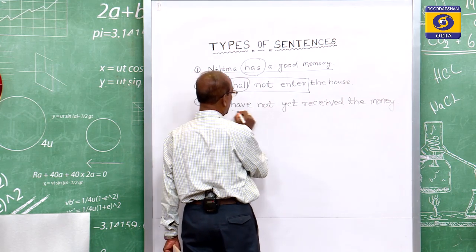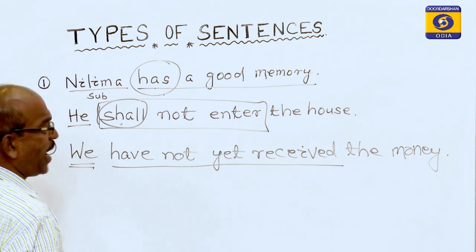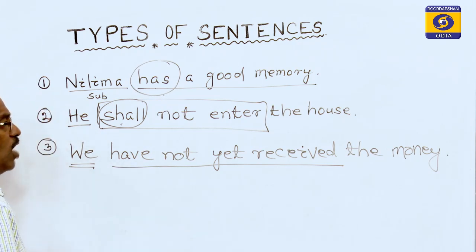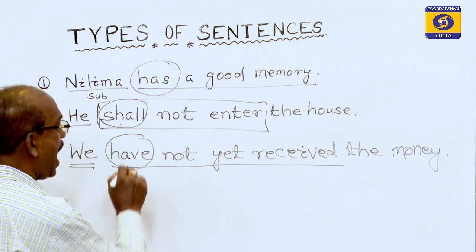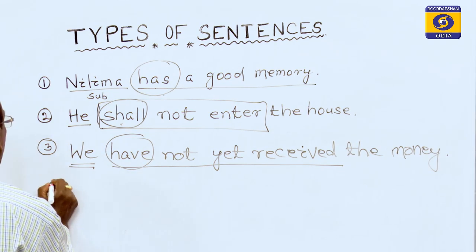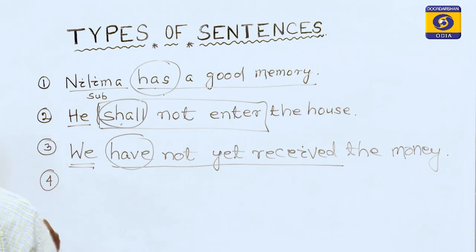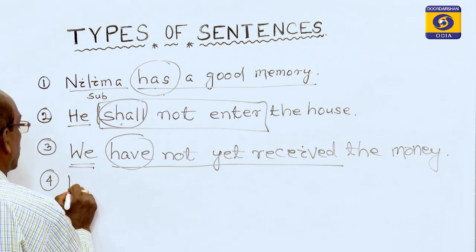Which one is the verb? Have not yet received. Which one is the finite verb, or which tells us about the tense of the sentence? That is have. So have is in the finite form, or have is the finite verb. Please come to the next question. He has been studying to pass the examination.